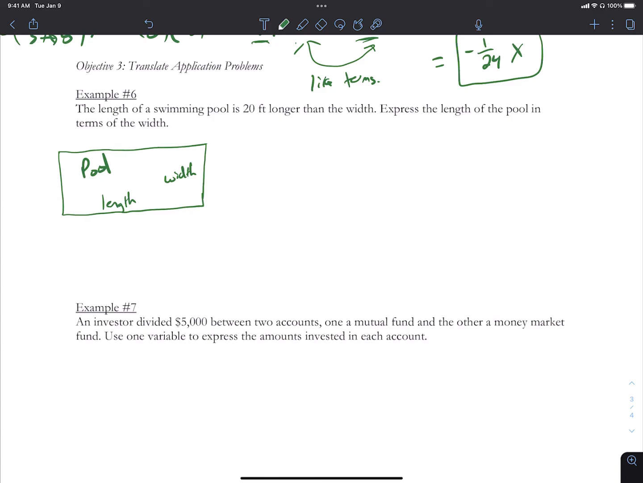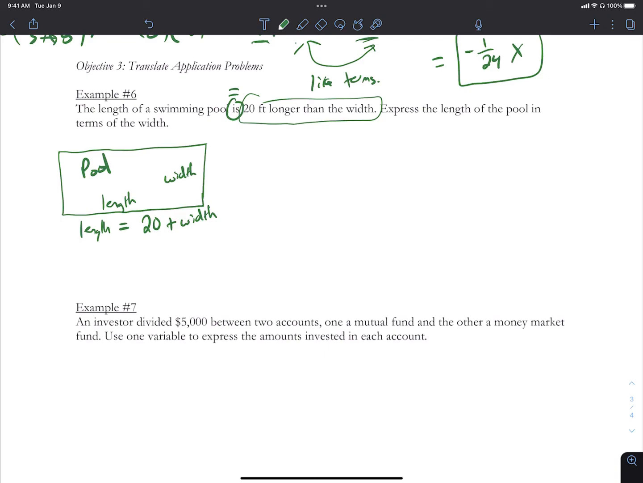What we're told is that the length of a swimming pool is, right? Remember, is means equals. So the length of the swimming pool equals 20 feet longer than the width. If something's 20 feet longer, that would be the same thing as 20 plus the width. 20 feet longer than the width would be 20 plus the width.